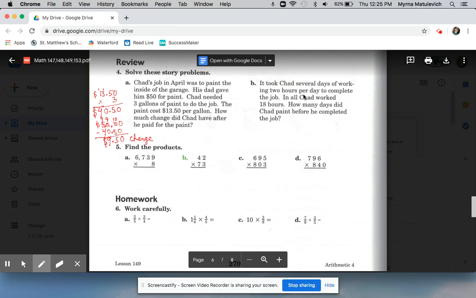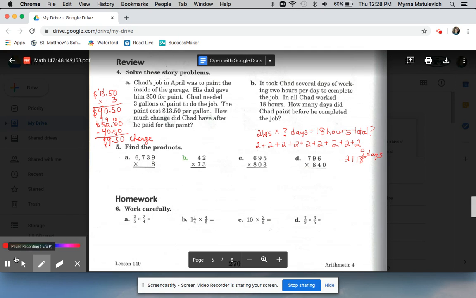It took Chad several days of working 2 hours per day to complete the job. In all, Chad worked 18 hours. How many days did Chad paint before he completed the job? So basically, I know that Chad worked 2 hours each day, times how many days to get him 18 hours total. I could keep adding 2 until I get all the way to 18. Or I could just say 2 divided into 18 is 9 days.